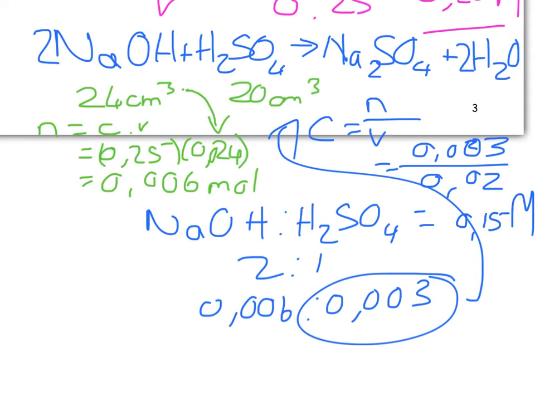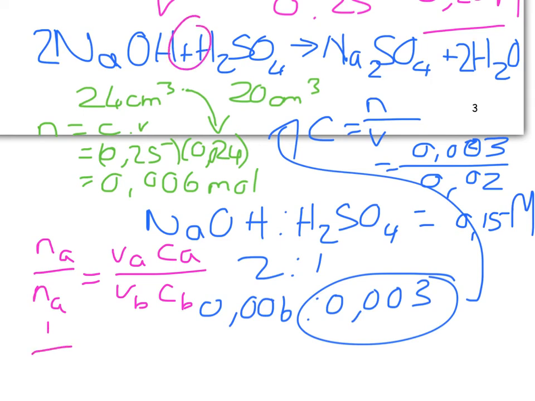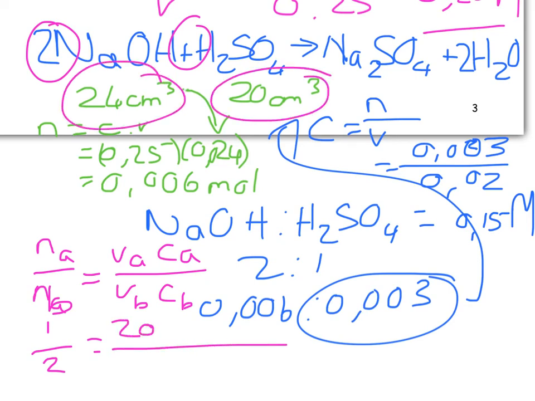I'm going to show you the shortcut method now, which I'm not overly fond of, but here it is. You can say number of moles of acid over number of moles of base is equal to volume of acid, concentration of acid over volume of base, concentration of base. And now we can substitute all of the values in. Number of moles of acid I get from the balanced equation as 1, over number of moles of base, which I get as 2. That is equal to the volume of the acid, which was 20, over the volume of the base, which was 24.